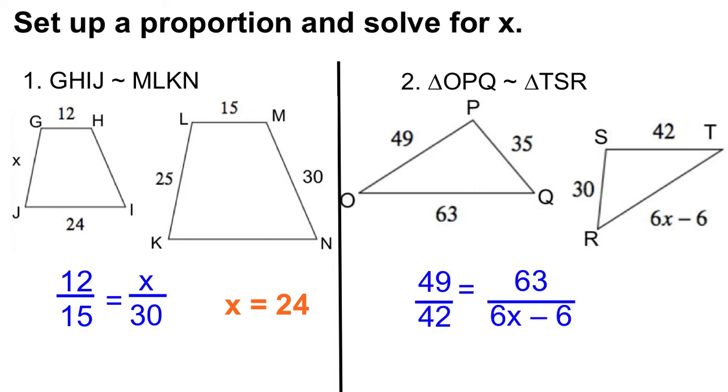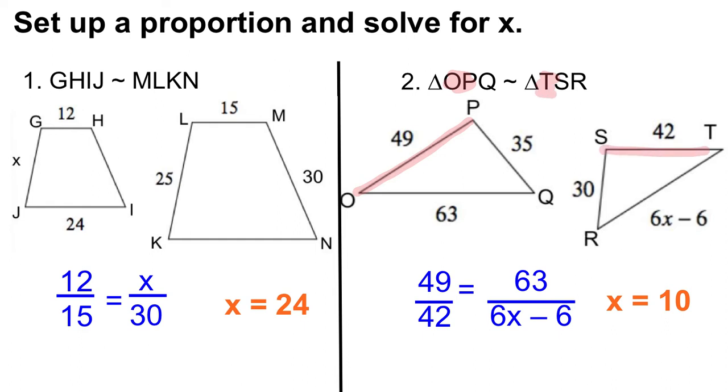This problem actually has lots of different ways that you can set it up. This is just one option. When you cross multiply, you should end up getting 10 no matter how you have it set up. So if you look at what I did, I took OP, which was 49, the first two letters here, and I matched that with TS, which was 42.